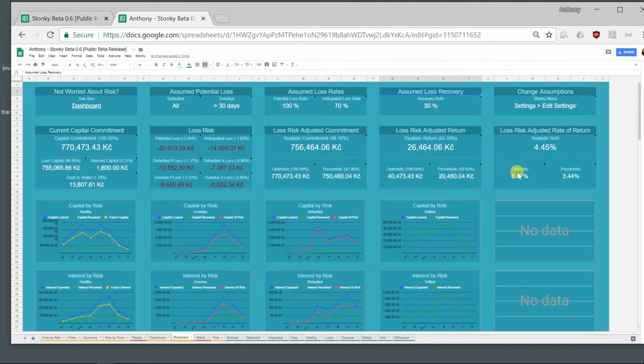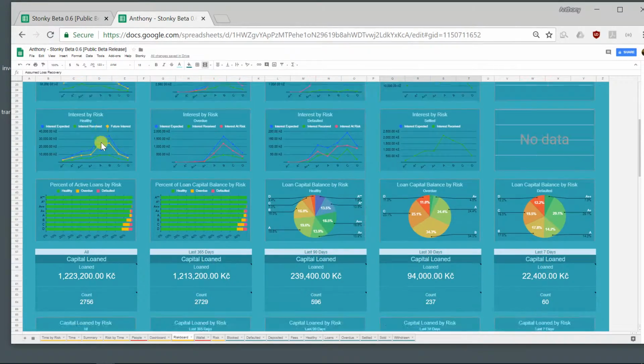So optimistic here is if all the dangerous loans do fully pay back in time at some point. This is, well, let's assume that they pay back at a rate of 30%, and this says let's assume they don't pay back at all. And we can change these assumptions here, including this one. As well as considering defaulted loans, I consider in Stonky loans that are overdue for more than 30 days, because those are in danger of becoming defaulted. Those are at-risk loans too. And we can change those in settings, edit settings in the Stonky menu.